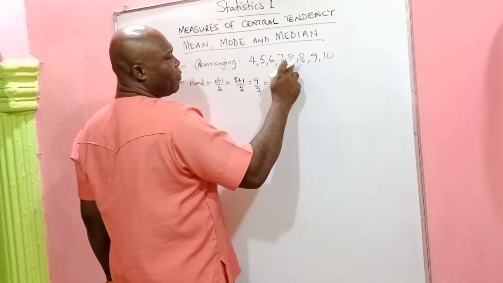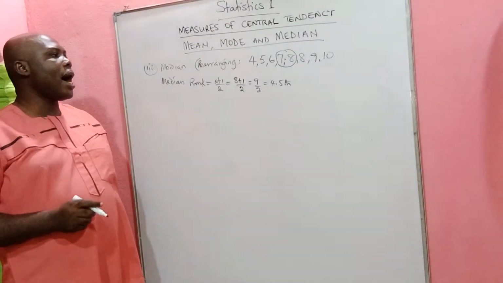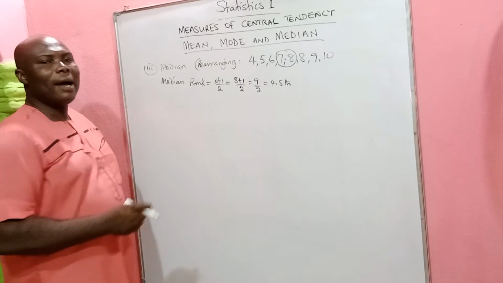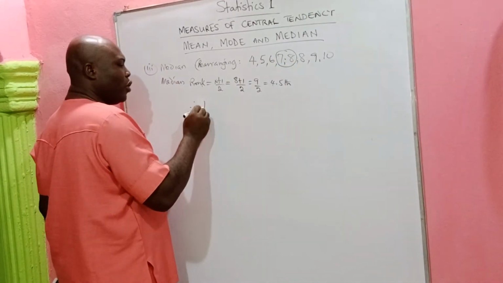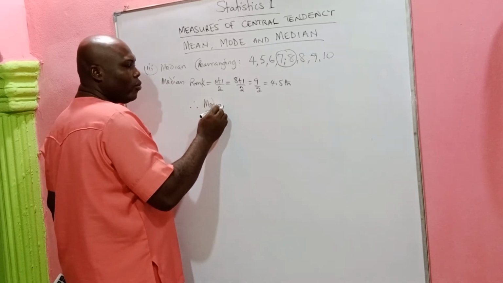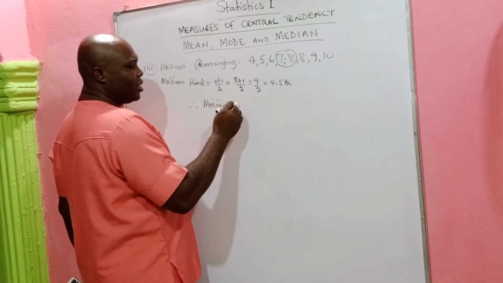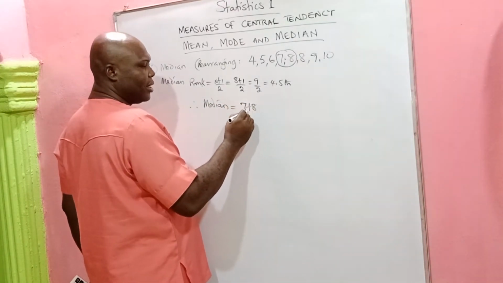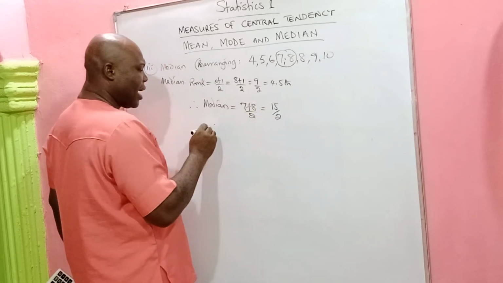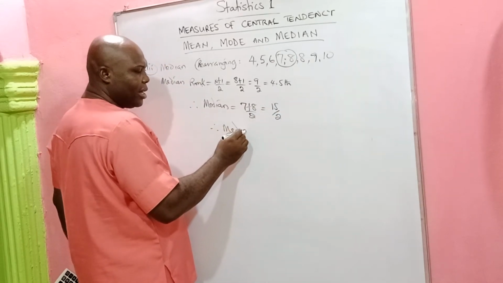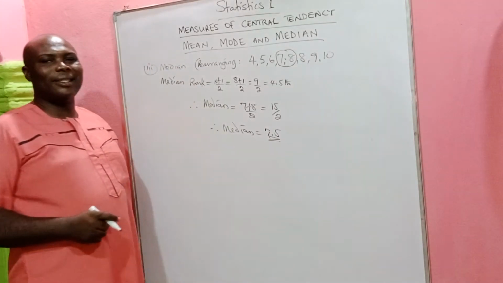All right, so in a distribution where the median falls on two numbers instead of one, it means your median will be equal to the mean of those two numbers, the average. 7 plus 8 divided by 2. 7 plus 8 is 15 all over 2, and therefore our median will be equal to 7.5. So the median is 7.5.